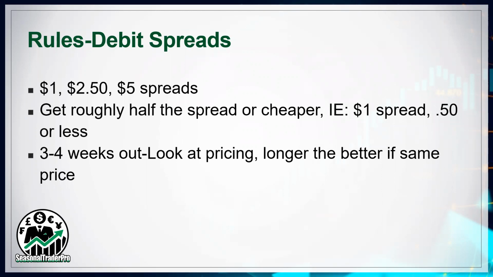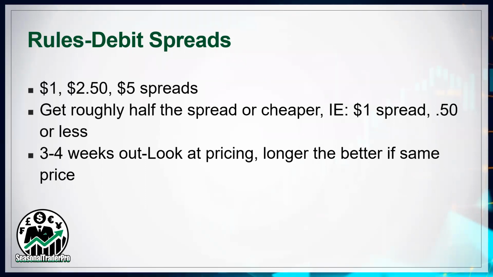2.50 spreads or $5 spreads. Some even have $10 spreads. I tend to stay away from those. My favorites are definitely the $1 and 2.50 spreads. And what I try to do is get roughly half the spread or cheaper.